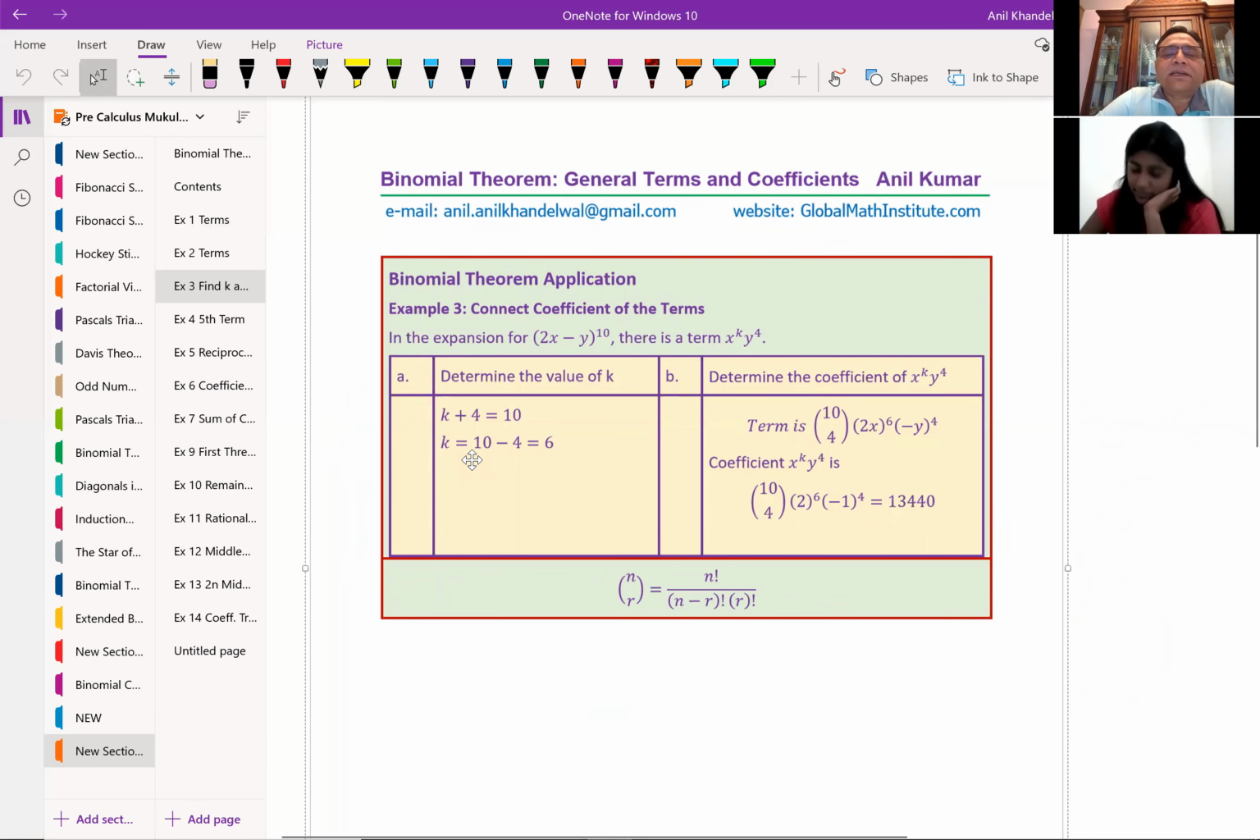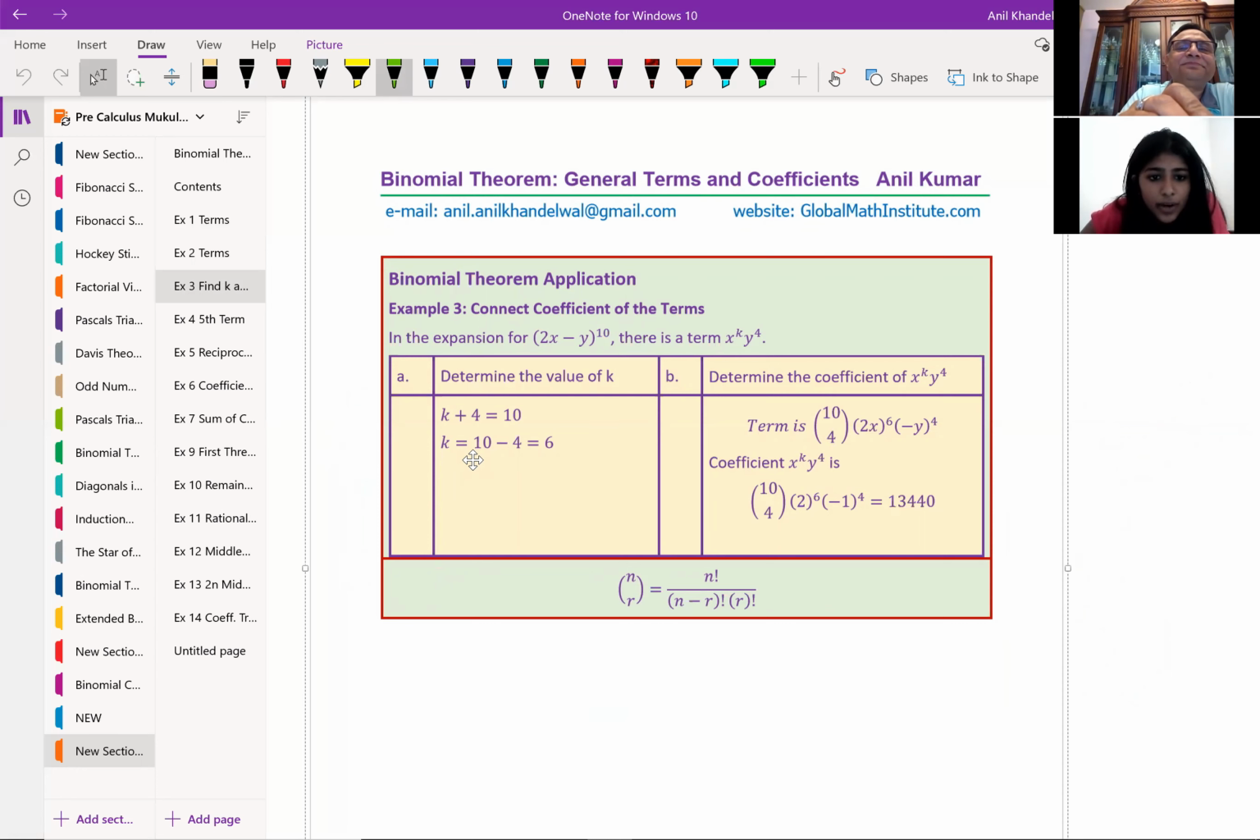Example number 3. In the expansion for 2x minus y to the power of 10, there is a term x to the power of k, y to the power of 4. Determine the value of k and determine the coefficient of x to the power of k times y to the power of 4. So, Amy, I think you can do this question. Can you try it out? How will you do this question?